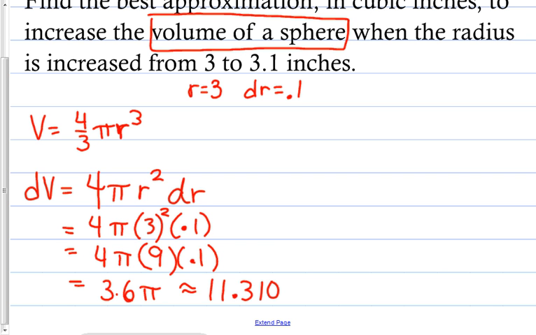Well, either way, I rounded it. 11.310. Okay, so that is how much the volume increased by. They're just asking me the best approximation of the increase in the volume. They're not asking me a percentage. They're not asking me the difference between the original volume and this volume. So it depends on what they ask you for sometimes.